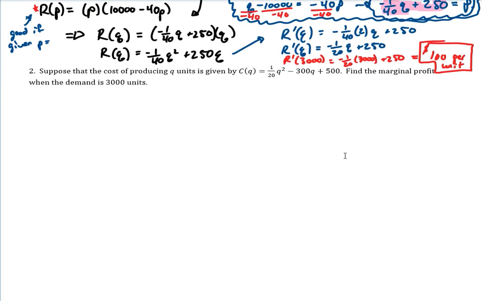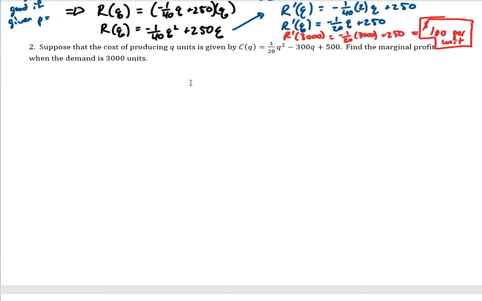All right, and then moving on to number 2. So number 2 looks like I gave myself hopefully enough room. Suppose that the cost of producing Q units is given by C of Q equals 1/20th Q squared minus 300Q plus 500. Find the marginal profit when the demand is 3,000 units. All right, so for marginal profit, well, first, let's go ahead and set up our profit equation. And oops, I used X. Since our variable looks like it's Q that's important, let's use Q instead. So P of Q equals the revenue of Q minus the cost of Q.